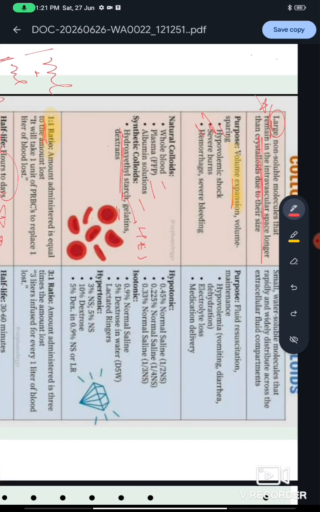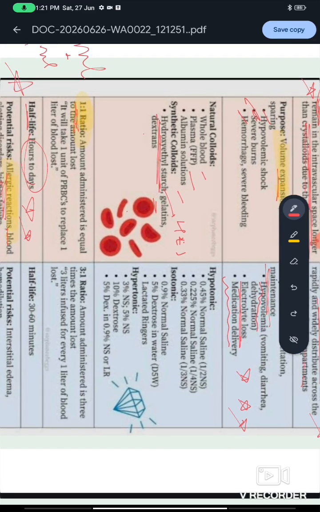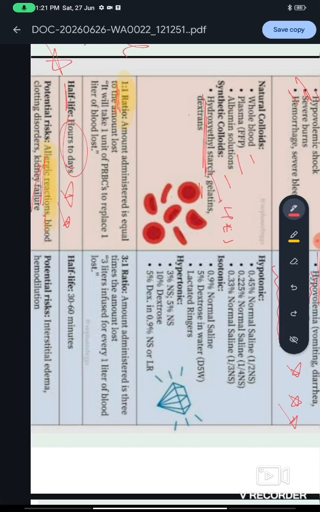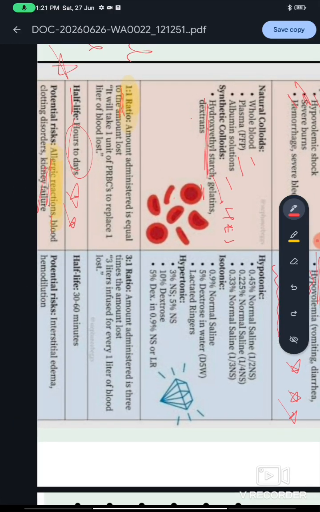Moving to crystalloids. Crystalloids are small water-soluble molecules that are distributed rapidly across the extracellular compartments. Purpose is maintenance, especially in case of hypovolemia, electrolyte loss. This is very important. And again, they can act as a solute for the delivery of certain drugs. Now, these are the examples of these. Burns may be administered these three.